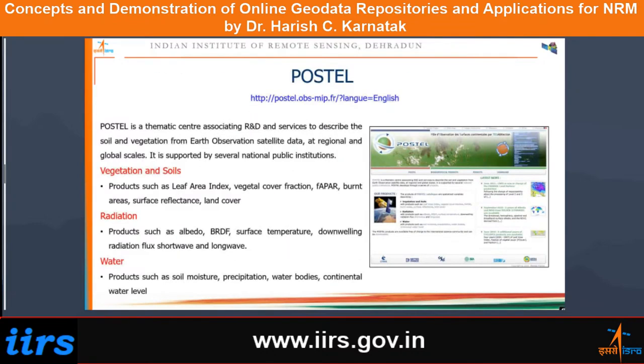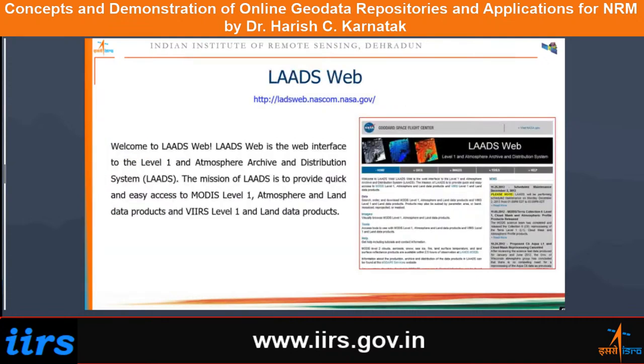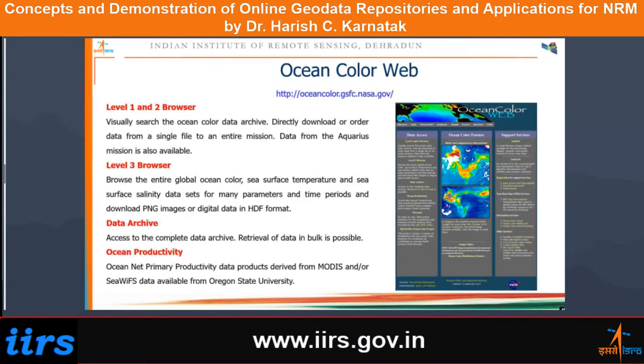Theia is again a thematic data centre, associating R&D and services to describe soil and vegetation from Earth observation satellite data at regional and global scale. We have vegetation and soil, radiation, and water, and another URL is the LAADS web, another repository. Ocean Color Web is for ocean studies. The OCM data portal from ISRO is also available. We provide the geophysical products through this portal, right now also hosted on a Google website.